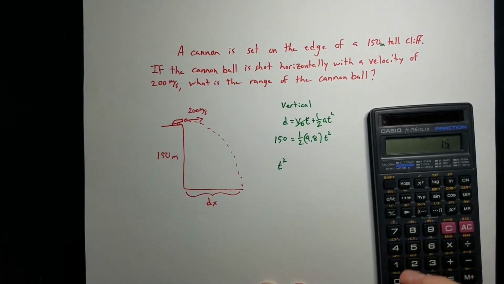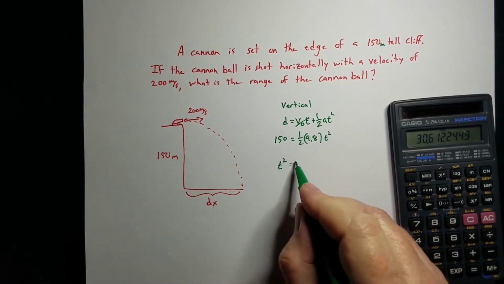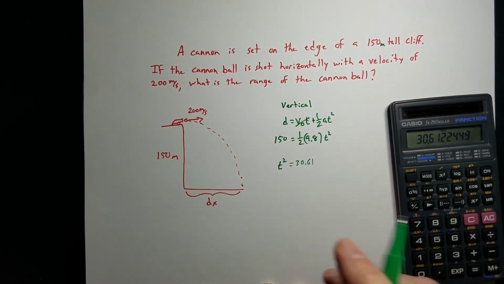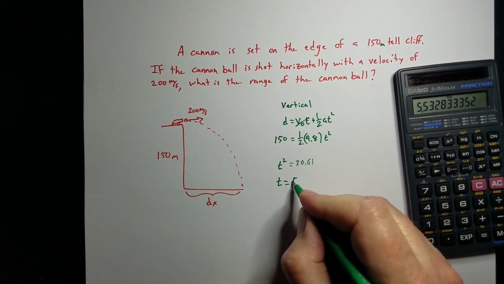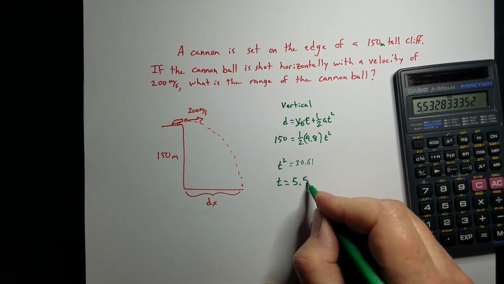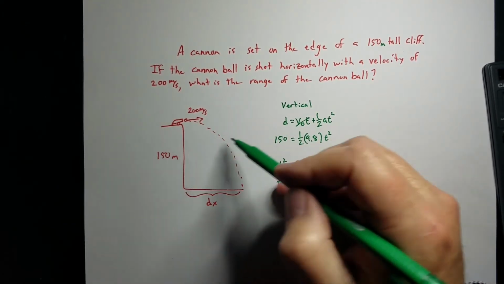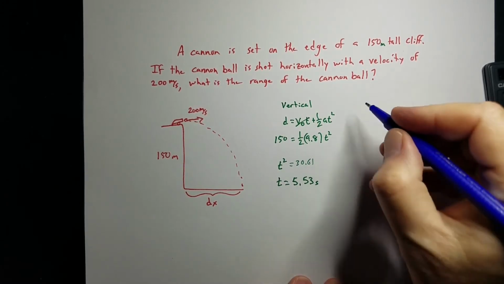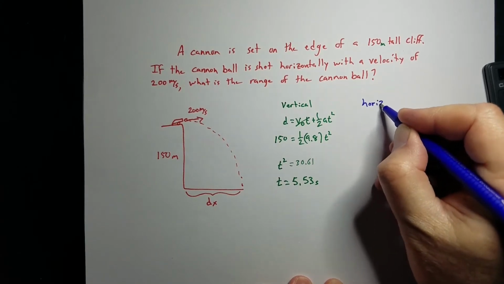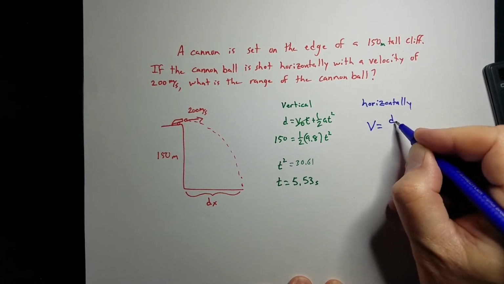So 150 times 2 divided by 9.8 is 30.61, but I need to take the square root. And so it will fall for a time of 5.53 seconds. Now during that time that it's falling, it's also moving sideways. But there's nothing affecting its velocity sideways. So remember, we're ignoring air resistance. So horizontally, we're just governed by this.